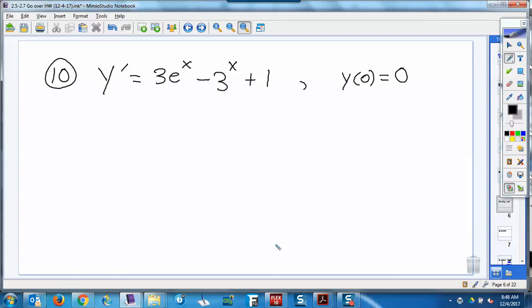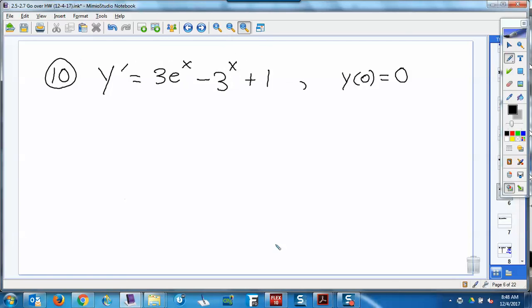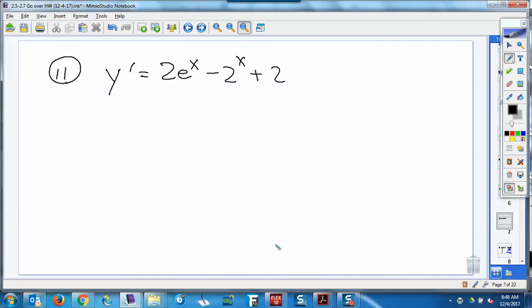All right, let's talk about 10. 10 said IVP. Some of you were coming in and asking about 11 and 10. Did 11 have an initial condition on it? No. See, that's the difference. 11 is just a differential equation; they say find the solution. 10 is an IVP, but it's the same thing. It just means we do one extra thing at the end. So let's do 11 first.